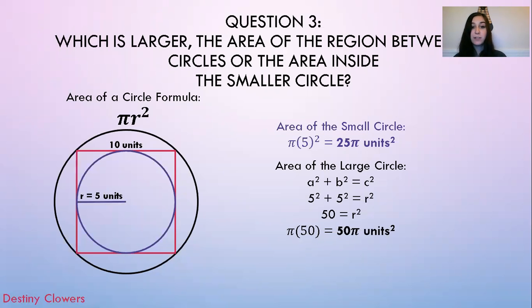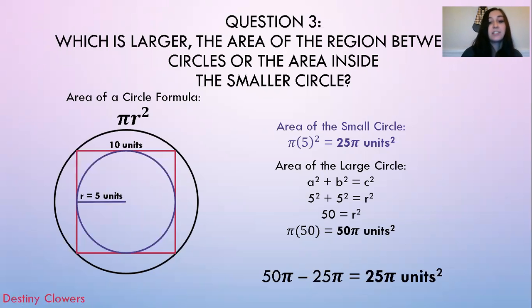Now all we have to do, since we found the area of both the small and the large circle, is subtract the 2. So 50 pi, which is the area of the large circle, minus 25 pi, which is the area of the small circle, equals 25 pi units squared. So this question, it's asking which area is larger, but it actually is showing us that it's the same amount of area taken up. So none of them are larger, none of them are smaller. It's exactly the same. So that's it for question 3.